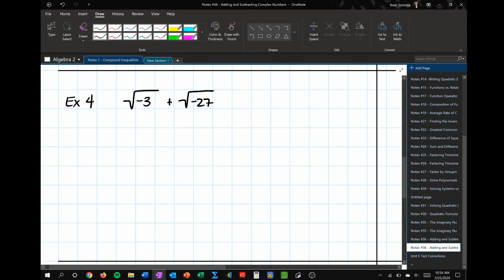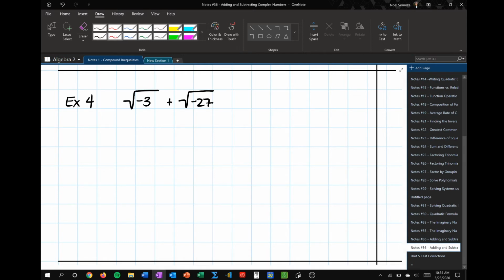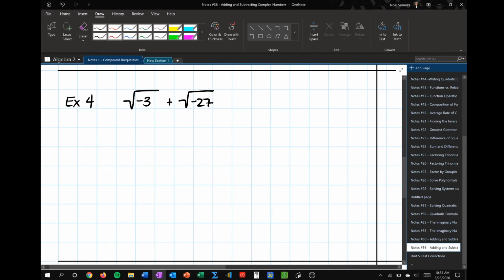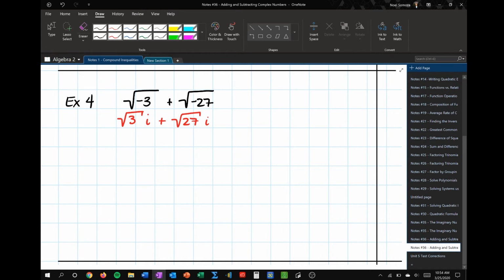Let's try this one. Okay, so first things first, convert them, extract the i, right? So this simply becomes square root of 3 with the i outside, and then plus square root of 27 with the i outside as well.